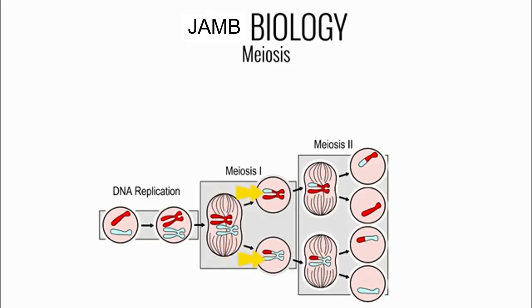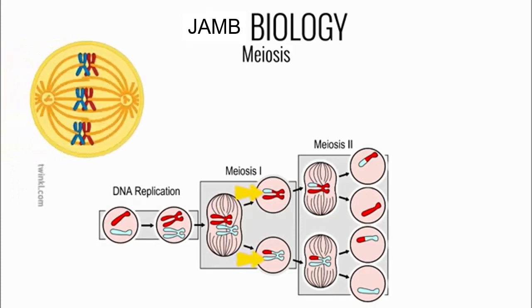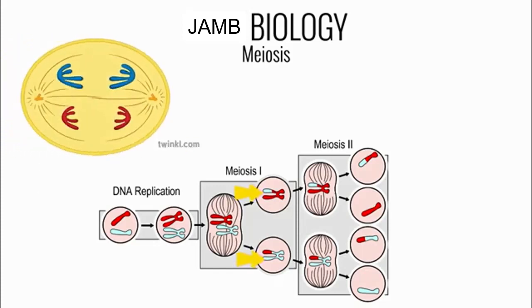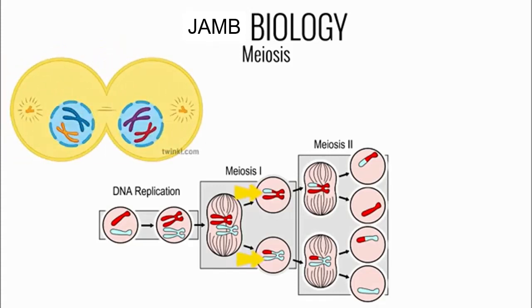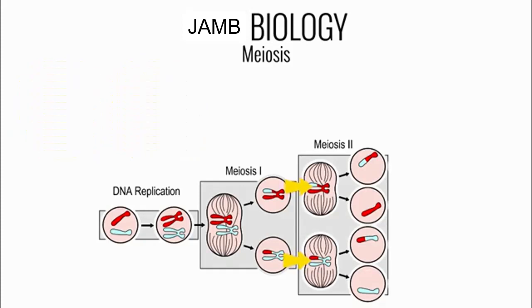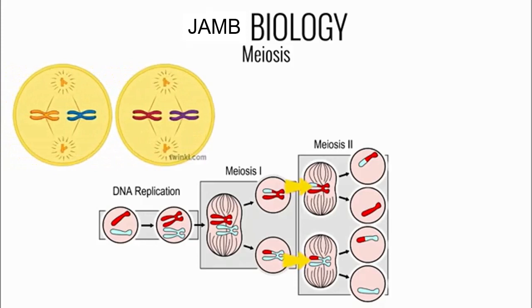In the first division of meiosis, the chromosome pairs line up in the center of the cell. The cells then pull apart, so each new cell has only one copy of each chromosome. Some of the father's chromosomes will be in one cell, whereas some of the mother's chromosomes will go to the other new cell.